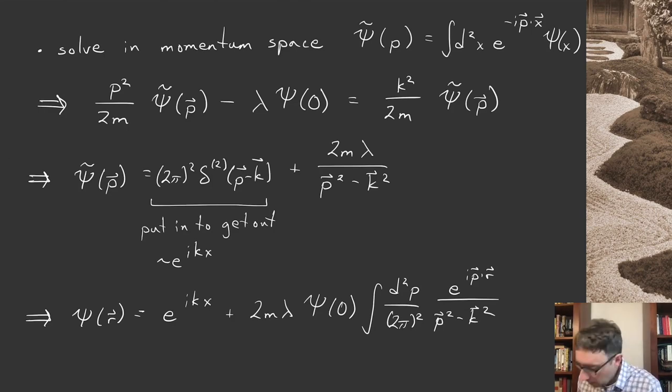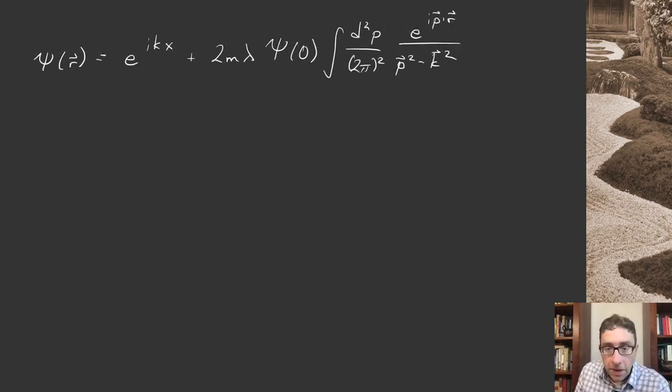So let's copy that and go to the next page here. This needs to be consistent, right? There's a psi on both sides of the equation. So let's make sure we can have a consistent solution here. So evaluate it at zero. What do we get?